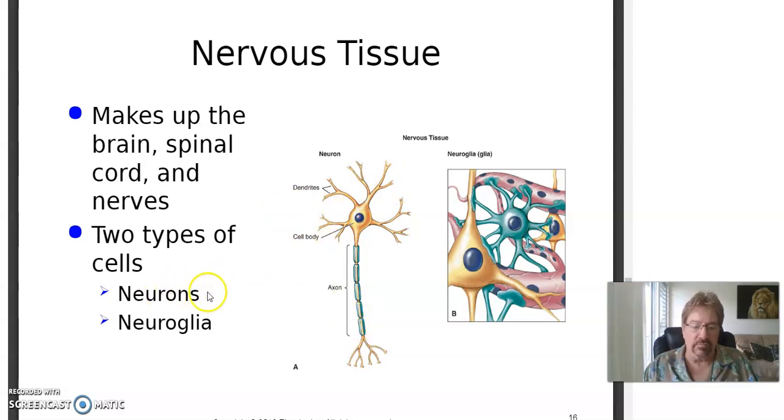And then there are very important glial cells, or neuroglia, that are supporting structures for the cells. And there's about 4 different ones of those. So there's neurons that are the actual functioning nerve cell, but just as important are the neuroglia that have a supporting role in this.